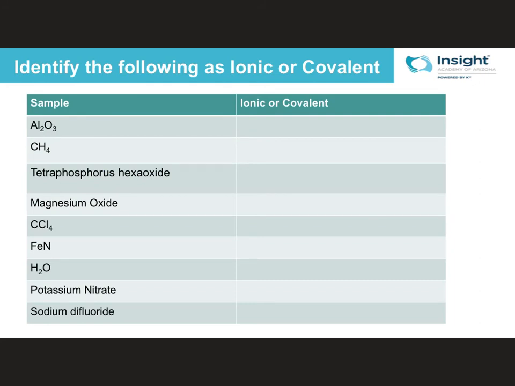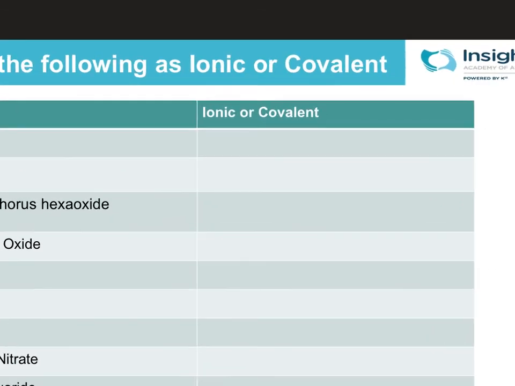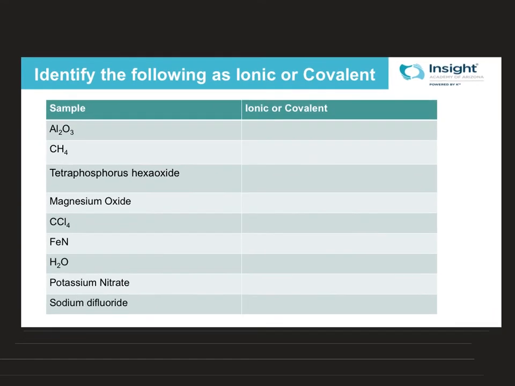So another thing you want to be able to do is identify, based on either the name or the formula, if something is ionic or covalent. The trick to this is what kind of elements go into it. Ionic is going to have a metal and a nonmetal. Covalent is going to be all nonmetals. So pretty much if you see a metal in there, then you know you're dealing with ionic.